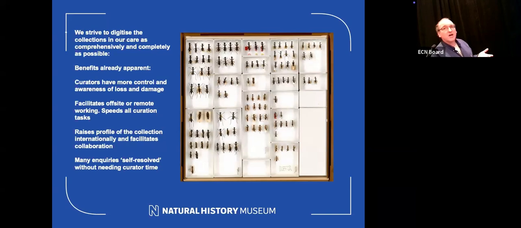We're striving to get the whole collection, 27,000 drawers, available online. There are already benefits from this. We're about a third of the way through it now. Curators have more control and awareness of loss and damage. It facilitates offsite or remote working. It speeds all curation tasks. It raises the profile of the collection internationally and facilitates collaboration.